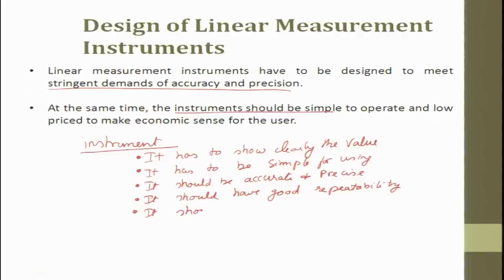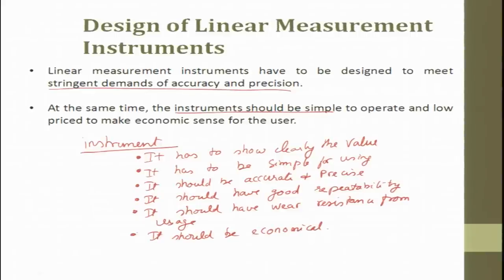It should have wear resistance from usage in any environment. It should be economical, so that people can buy it. These are some of the characteristics that should be there for any instrument. It should display clearly the measured values. It should be simple to use, accurate and precise. When you put that, repeatability gets into these two definitions. So, it should have good repeatability.